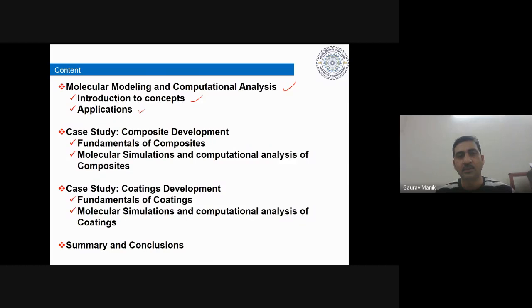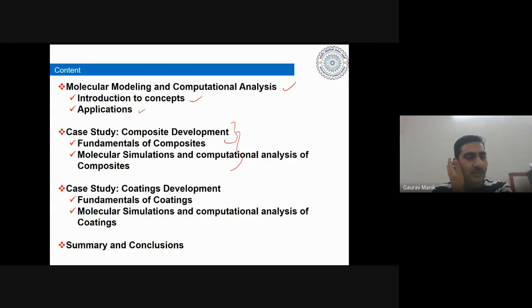Then we'll switch on to understanding how to take a case study, how you can solve some of the problems, or how you can understand the structural property relations of materials, how you can evaluate some of the properties of materials like polymer composites. So that's the part that we're going to touch next.